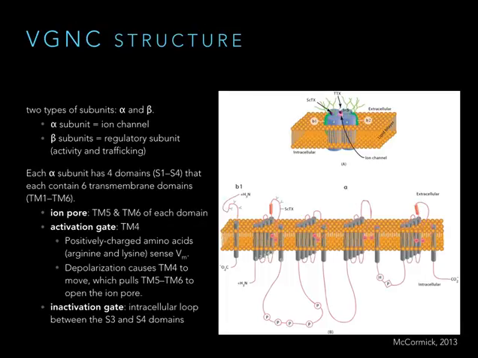So the beta subunits are very small. They're a single transmembrane domain, whereas the alpha subunits are going to be made of 4 different domains, each of which has 6 transmembrane domains. So 24 different transmembrane domains.